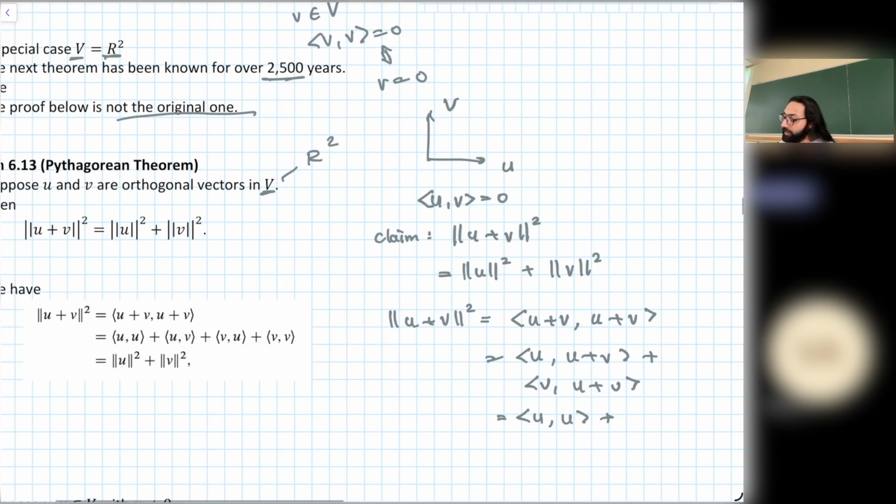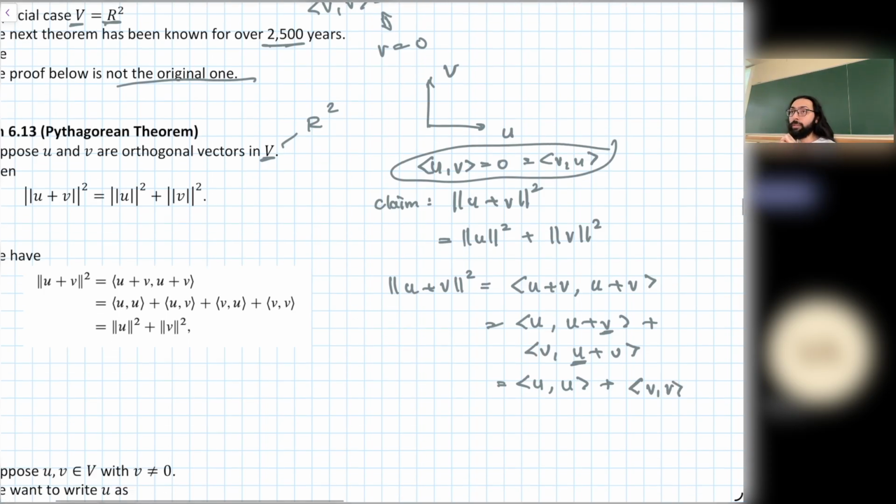But the point is the inner product of u and v is 0, right? So uv is 0, which is the same as vu, right? So we know these two things are 0. So we don't need to write the cross terms, right? So in the first one, I'm not writing the cross term with v, and in the second one, I'm not writing the cross term with u. So you'll have v common. Is that okay?